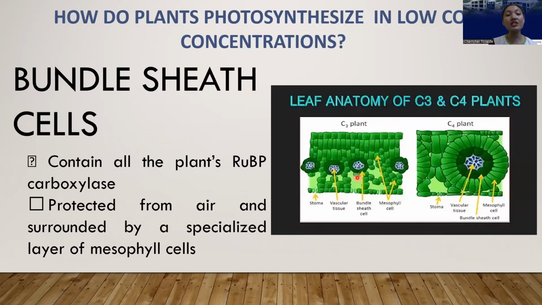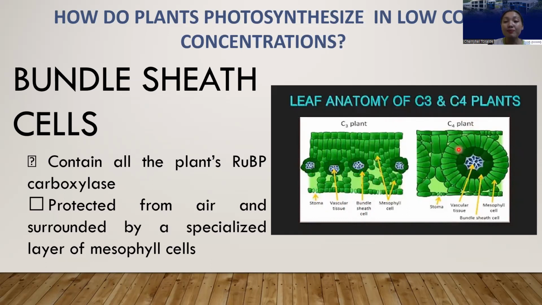So what are bundle sheath cells? This is the typical plant tissue. We have the spongy mesophyll here, and then the vascular tissue, and then the bundle sheath cells. But the bundle sheath cells are actually not protected. Okay? They are open, through the spaces here in the spongy mesophyll.